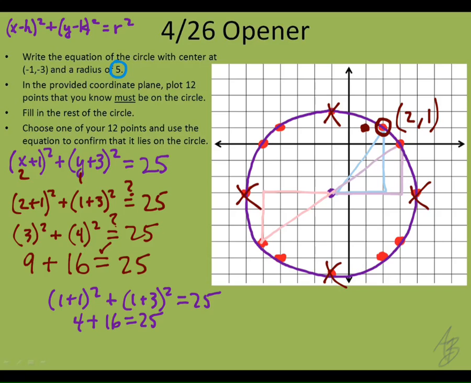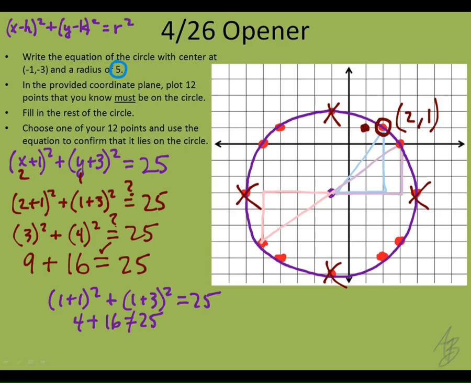Are they equal? No. In fact, this is kind of cool because not only can we say it's not on the circle, but since 4 plus 16 is 20 and that's less than 25, we actually know that point is inside of the circle. If it was bigger than 25, then it would be outside of the circle. We're not going to get into that, but that is something we could do if we wanted to.